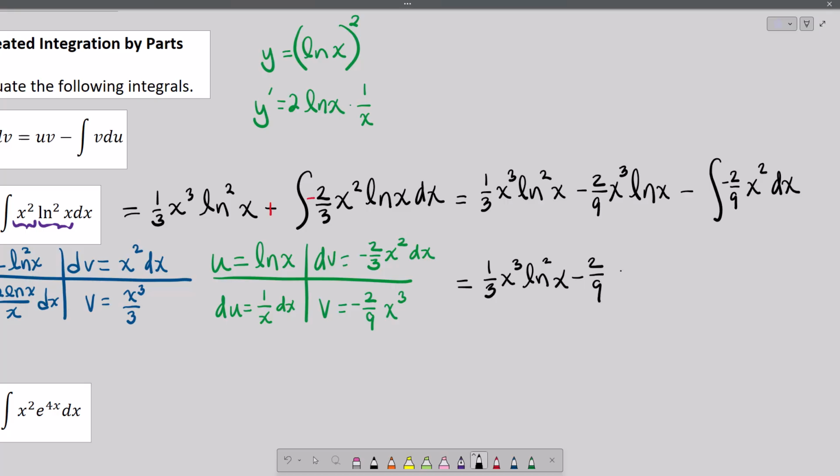And if you look at these terms, you start to see a pattern. You see that we've got this x cubed coming along, and the power of natural log is going down until here, where we're going to have no natural log left. So this is going to be plus 2 divided by, power rule, x cubed over 3, so that's going to be a 27 down there, and that's going to be an x cubed, and then we have our constant of integration. So that will be our final answer.